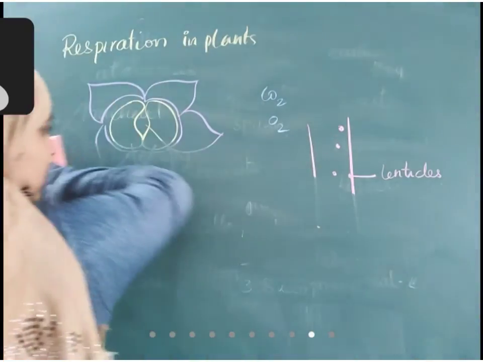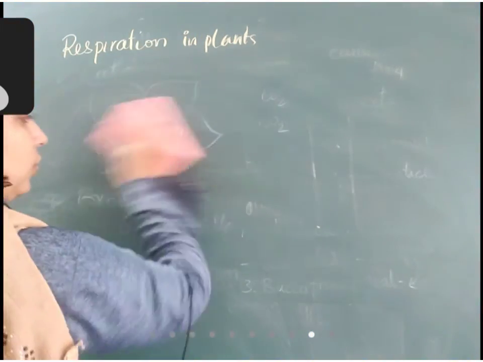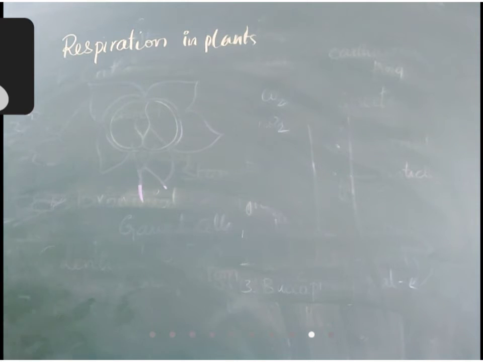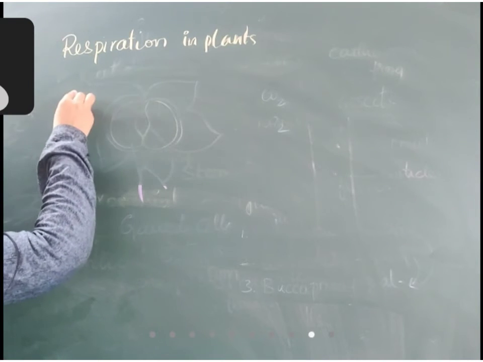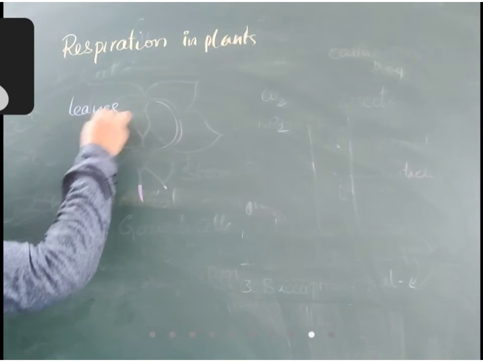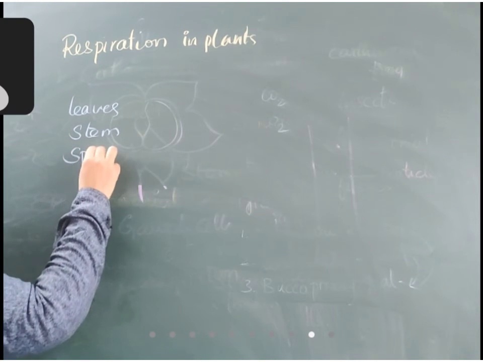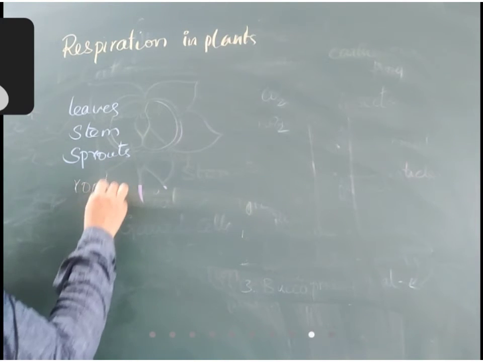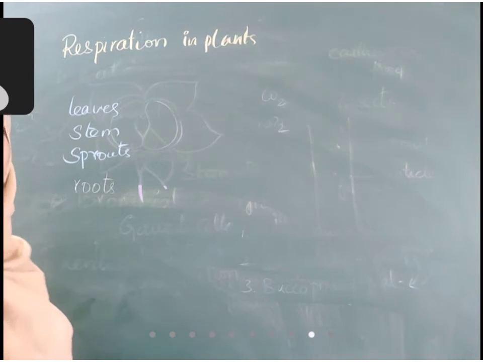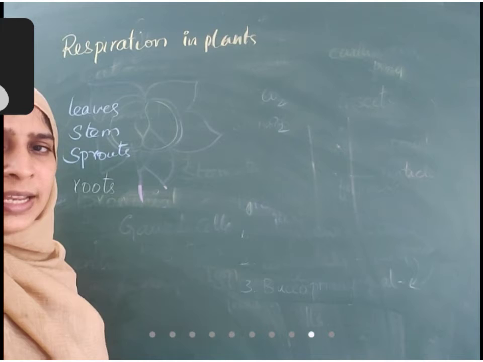Next, are these only two parts that participate in respiration? No, it's not like that. The total plant participates in respiration. All parts of the plant, all the living parts of the plant: leaves, stem, sprouts, roots, all the plants perform respiration. That is, they take in oxygen and give out carbon dioxide like us.